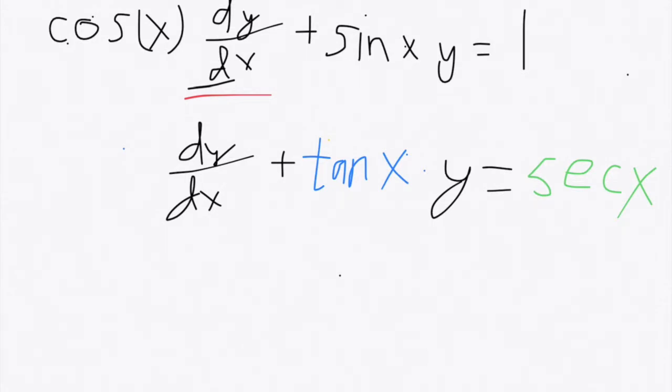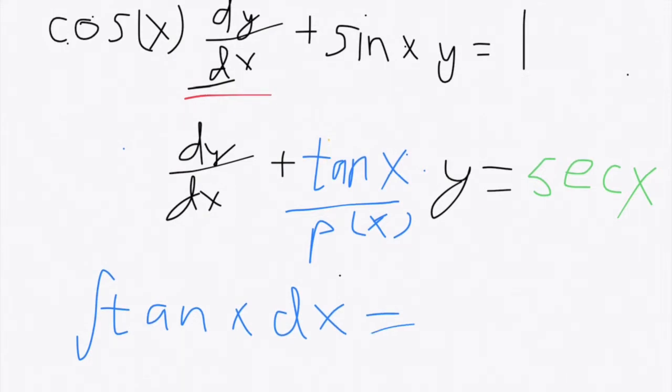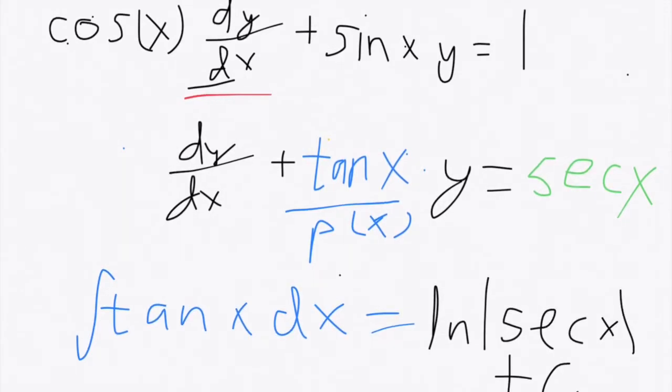So now we'll identify this as P of x because it is the function that is multiplying y. And we're going to integrate P of x. So I'll just straight up write the integral of tangent of x dx. That is a very elementary integral. It's ln of secant x. Obviously, remember, plus c. So ln of secant x plus c.